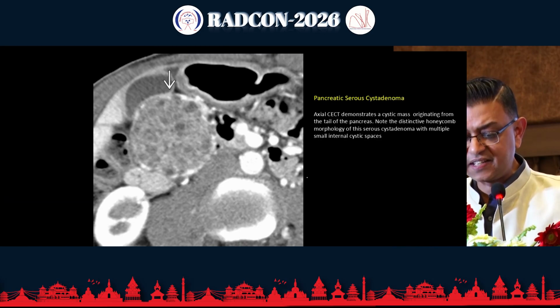One more case of pancreatic serous cystic adenoma in the tail of the pancreas, with small internal cystic spaces, very characteristic.